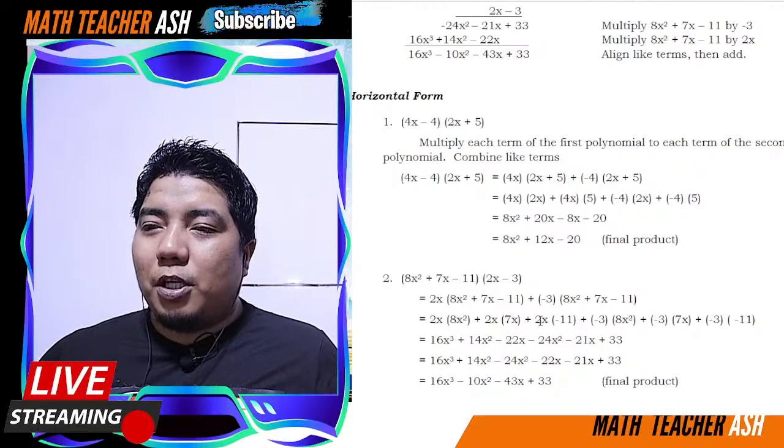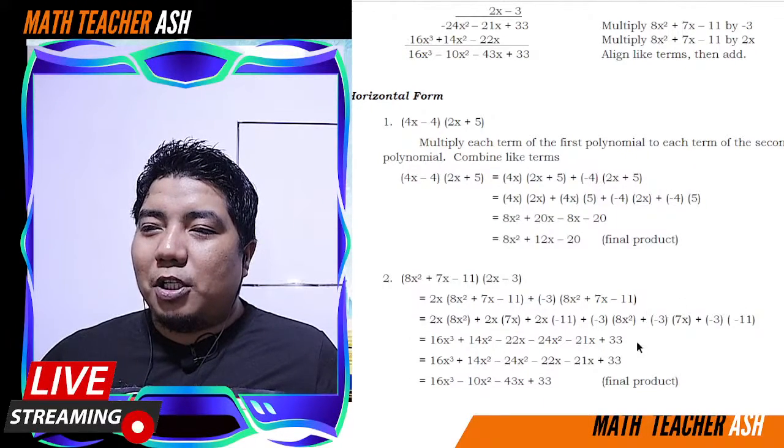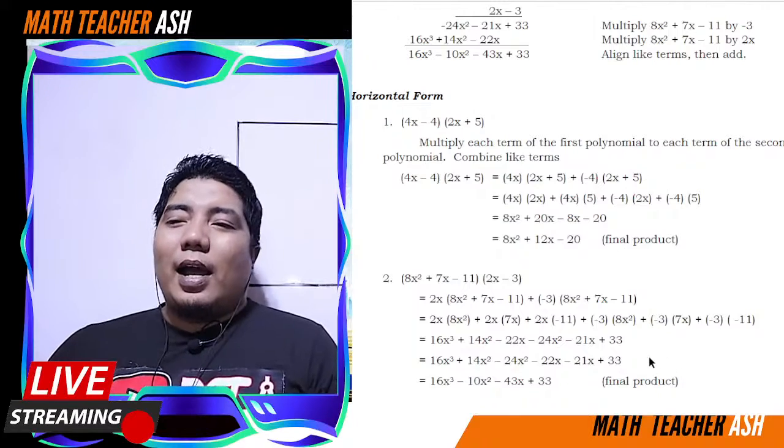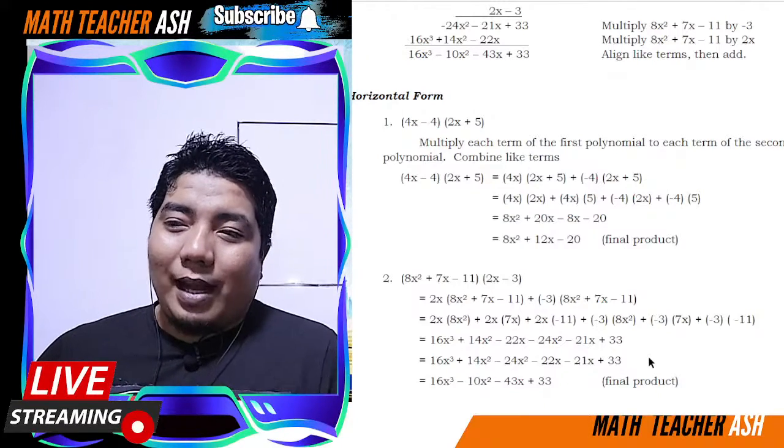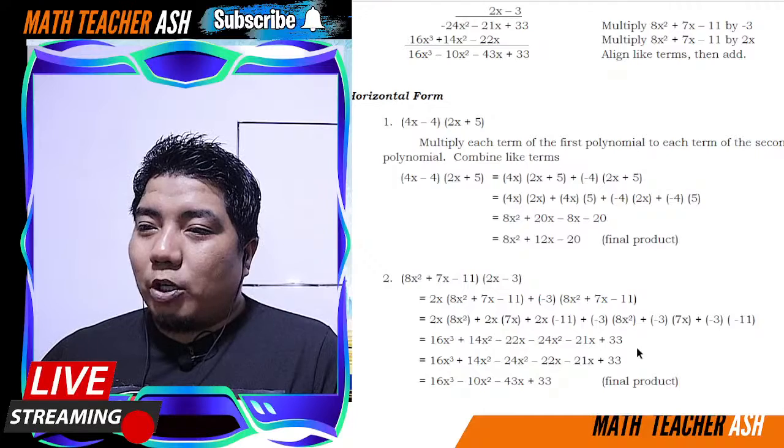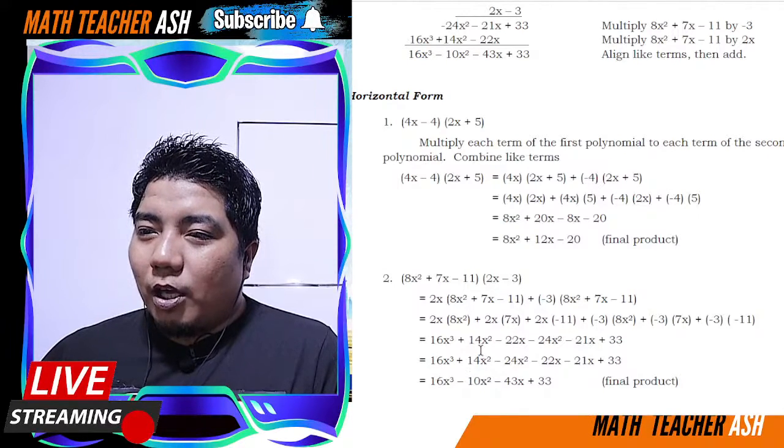So, each term. And then you add or combine like terms. So, cube na ito, may cube pa ba dito? Wala. So, copy. Ito, may x squared pa ba dito? O may x squared din dito. So, you can combine them.